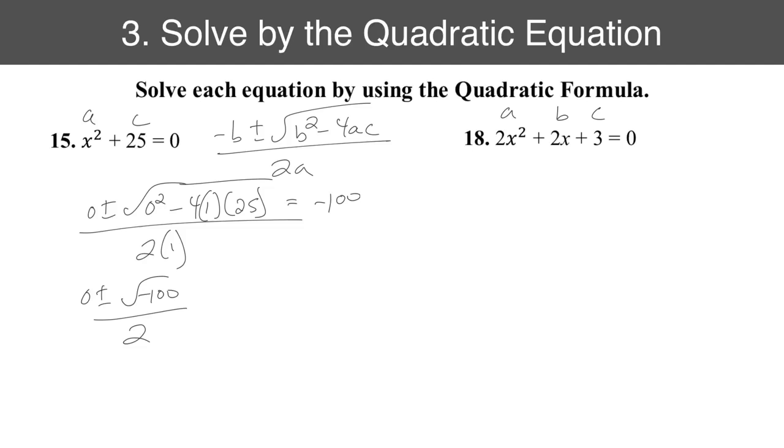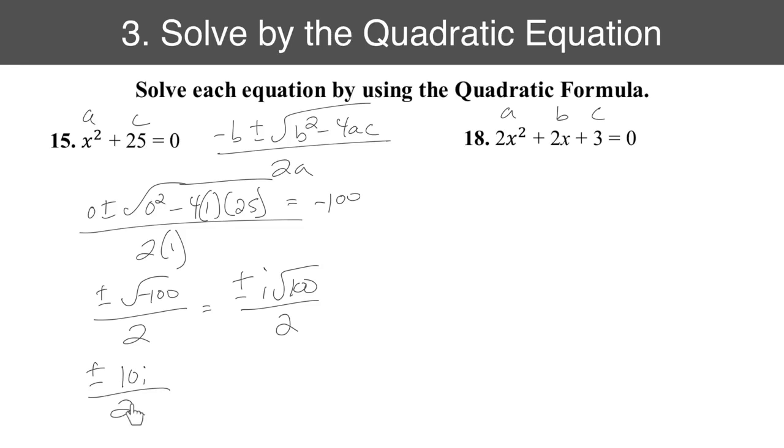Now we can just get rid of this first 0. We don't need it anymore. So we're just going to have plus or minus the square root of negative 100 over 2. So the first thing we have to deal with is this negative on the 100. To take the negative off, all you do is put an i on the outside and drop the negative. So what that'll become is plus or minus i square root of 100 all over 2. All right, so now that we've got the negative off, we can take the square root of 100, which is 10.